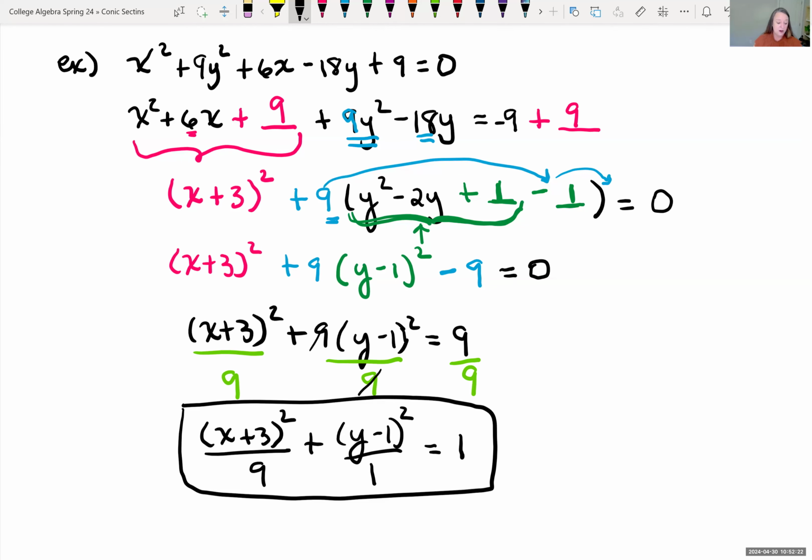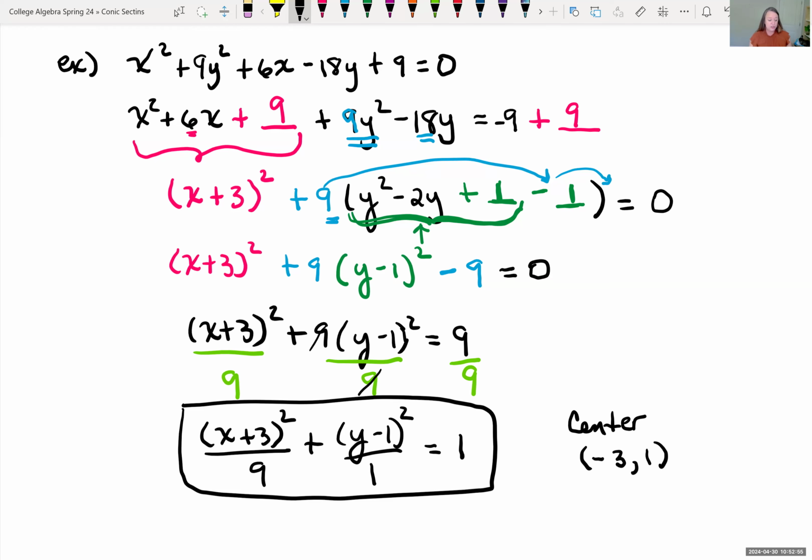And so through here, we should be able to figure out what the center is. We should figure out, is it elongated with the x-axis or the y-axis? We can find the vertices on the major axis and the minor axis. And we could find the foci if we wanted. So looking at this h, k, h is always with the x, k is always with the y, opposite signs. So the center is -3, 1.